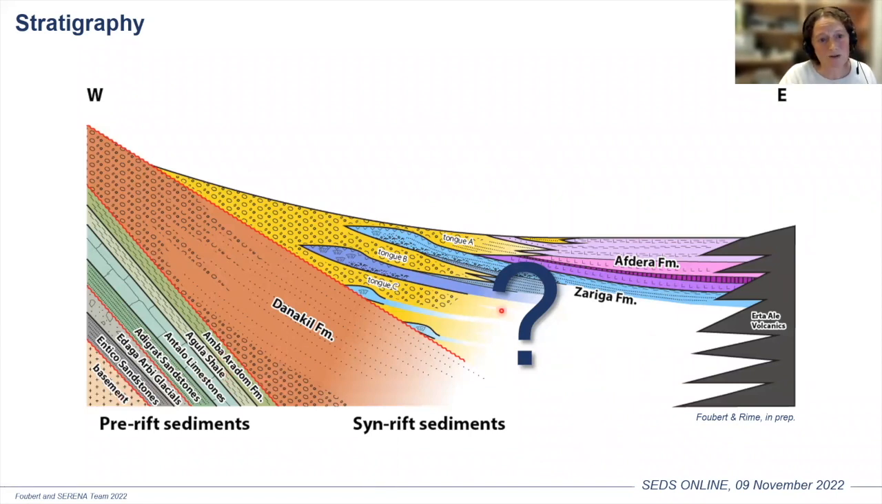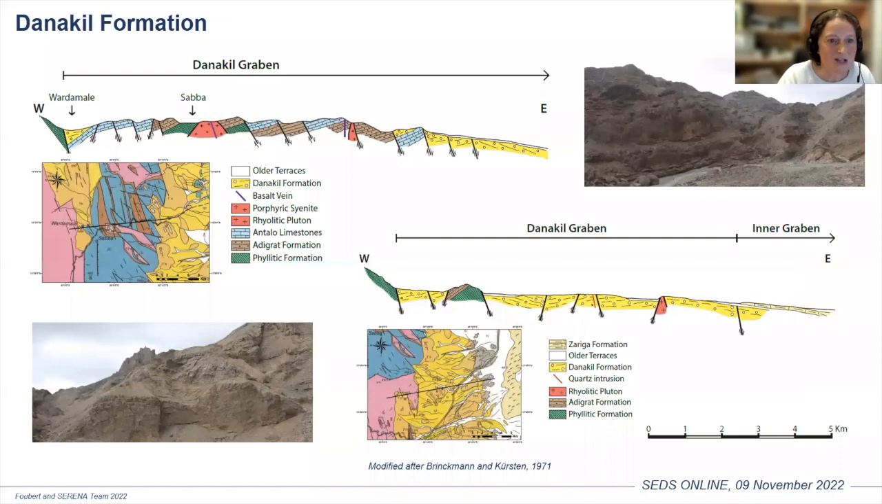Let's walk a bit through this. So the Danakil formation, the Zariga formation, and the Afdera formation. The Danakil formation, these are some profiles across the margin of the basin, is mainly composed of fluvial to lacustrine siliciclastic sediments. These are thick packages here. Here you see the same thick packages plastered on those pre-rift sediments. And they're typically locally also called the red beds series. So mainly siliciclastic material.